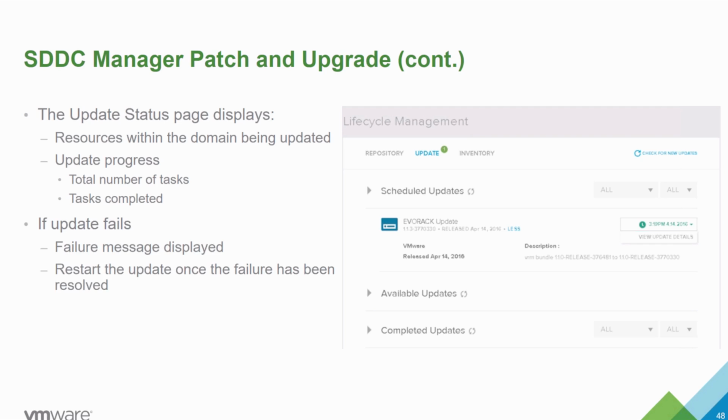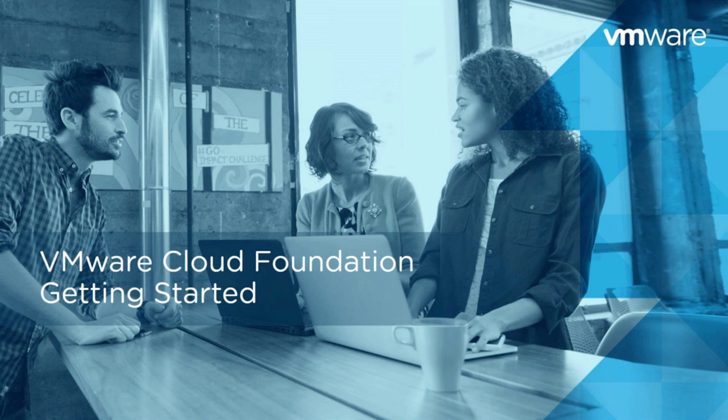If an update fails, you're going to see a failure message. And if it does fail, which shouldn't happen often, but on the occasion it does because a DIMM was bad in the host or whatever, you'll be able to restart the update once that failure has been resolved. So fix the bad DIMM, go back in and say resume update, and off it goes, continues to patch right where it left off. So two huge capabilities then, right?